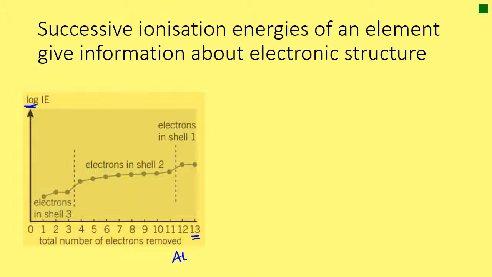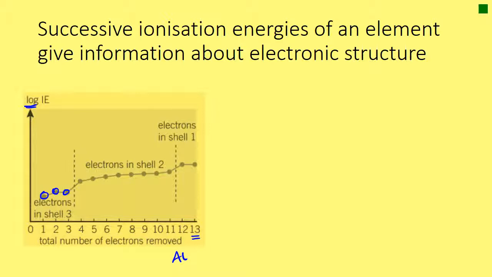If it's aluminium, it's got 3 outer electrons, hasn't it? And the first 3 outer electrons are going to be the easiest to remove, so they're going to have the lowest ionization energy. And that's what we've got here. So we've got 3 electrons in shell 3, the third shell. And they're lowest down in this trend, as we would expect, because they're in the highest energy levels and furthest away from the nucleus, so they're going to take the least energy to remove.